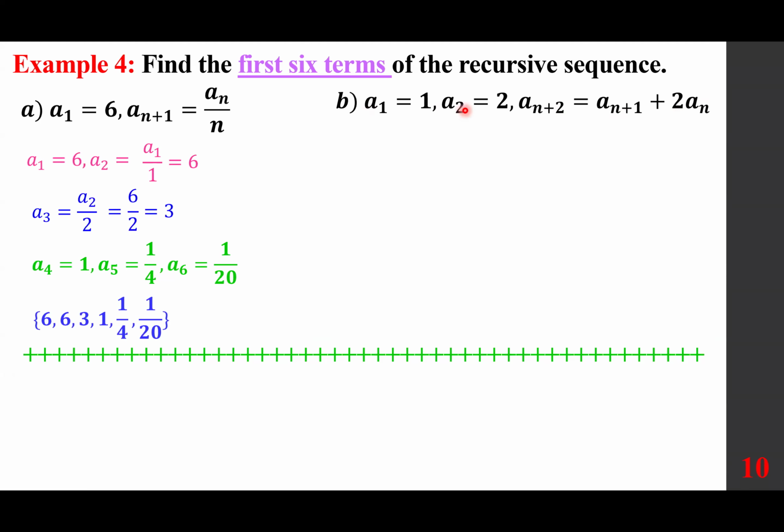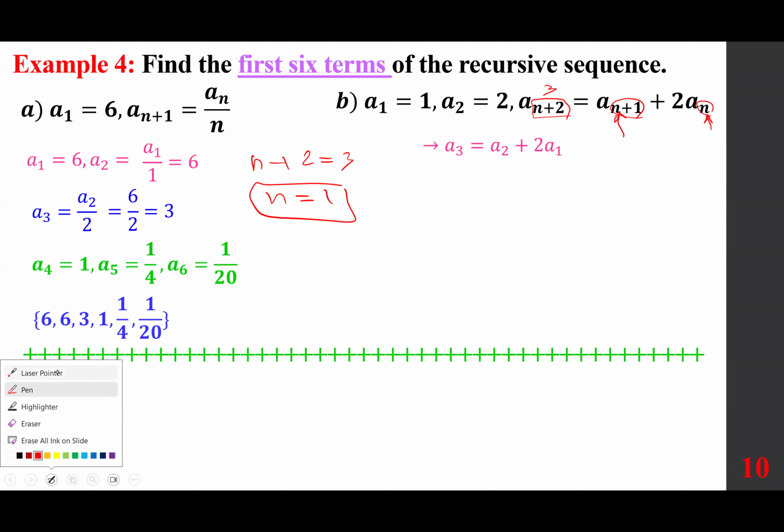So I have a sub 1 and a sub 2. So if I want a sub 3, I'll go to the previous one, which is a sub 2, and the one before that, a sub 1, 2 times a sub 1. That's the meaning of it. One way to look at it, you can say n plus 2 is 3, which makes n 1, and you replace the n accordingly. So that, simply put, means 2 plus 2 times 1, they add up to 4.